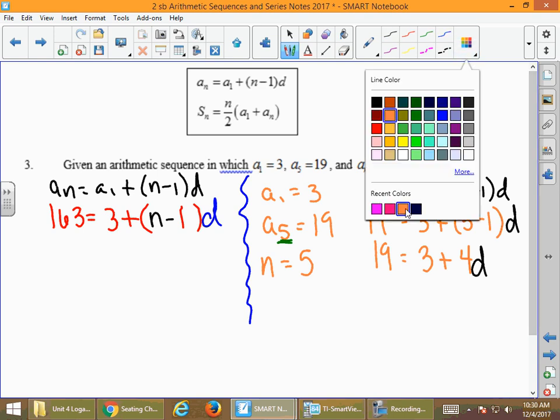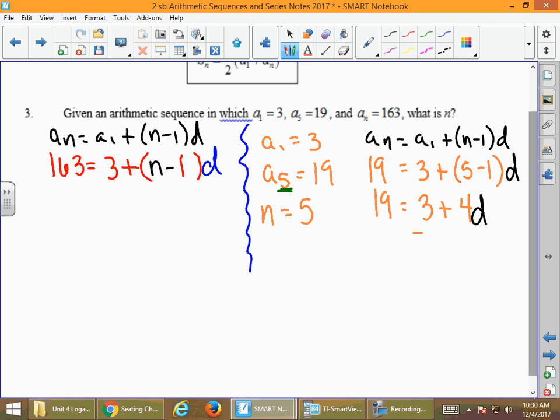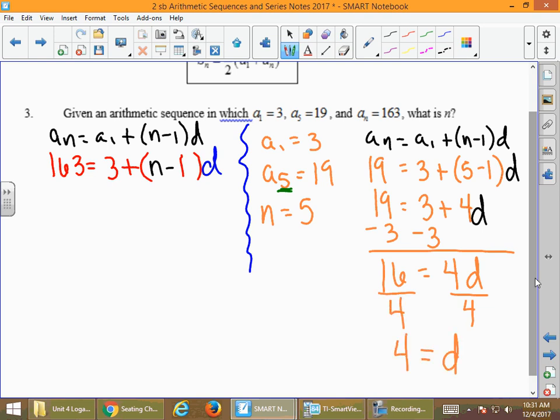Still solving this equation, we're going to subtract 3 from both sides. And we get 16 equals 4d. And then we can divide both sides by 4. And d equals 4. I'm going to take that value and put it back in here for the d.